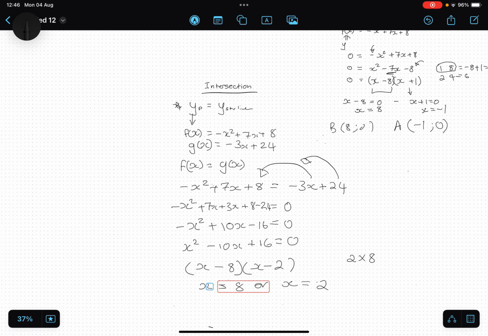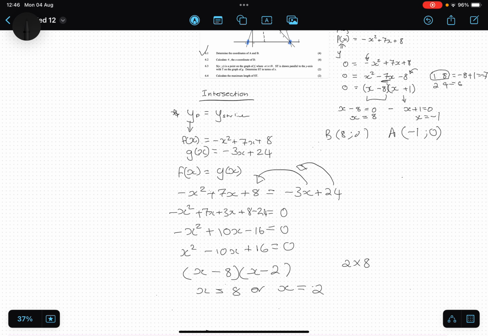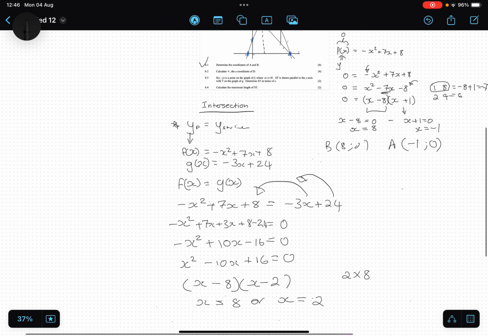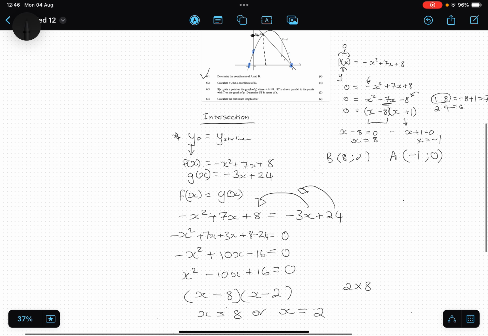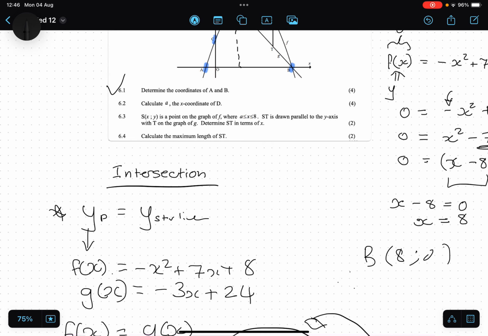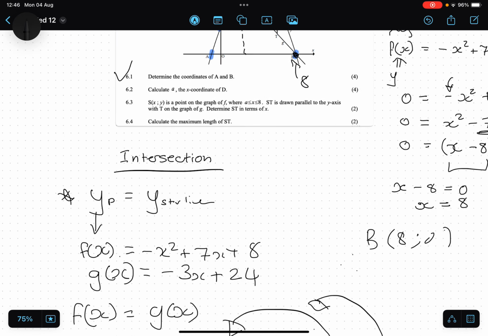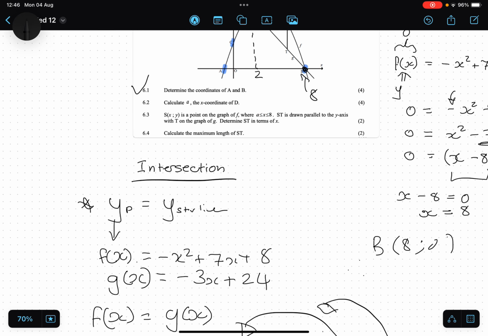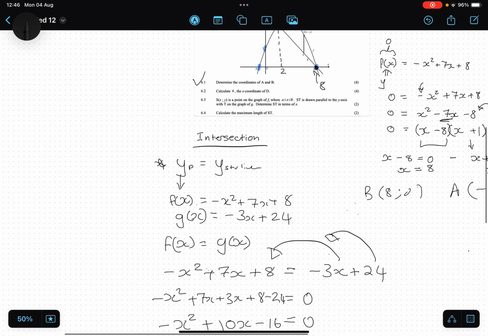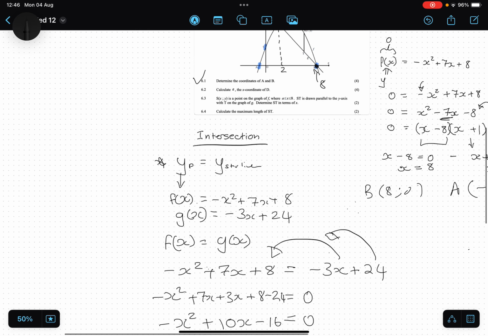So that will be where our x-intercepts are happening. You can see that one of them was 8, which makes sense because remember that was our x, that was the intercept here. This is 8, where B is. Now the other one here would be where it is 2. So that would be that question done. So that is part 6.2.